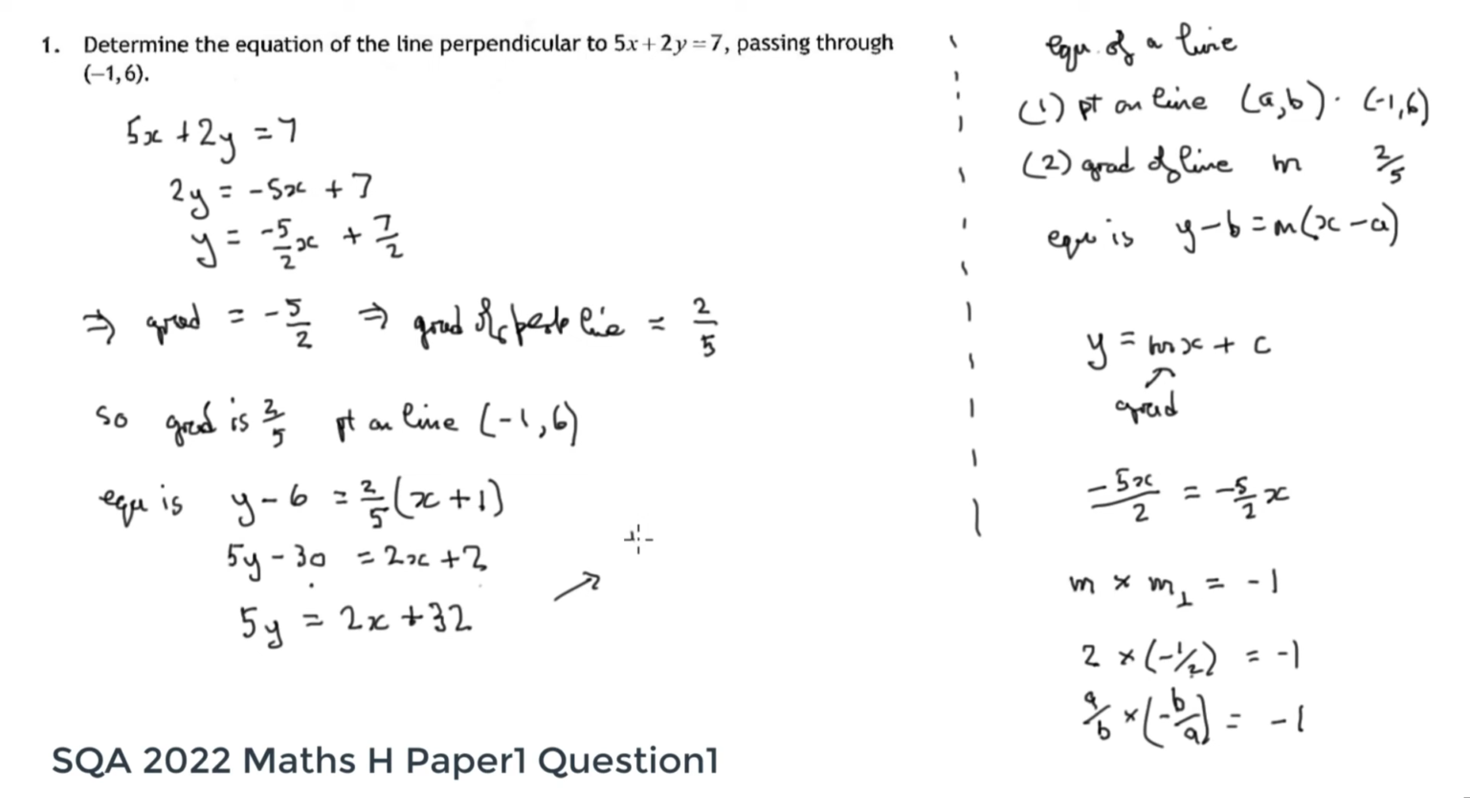There's others. You could have written 5y minus 2x equals 32. But it's polite to get rid of fractions in your final answer when you're giving an equation. Get rid of the fractions and it looks nicer.